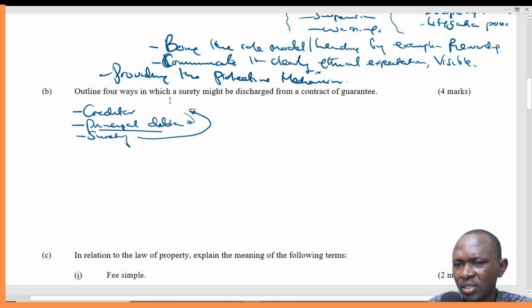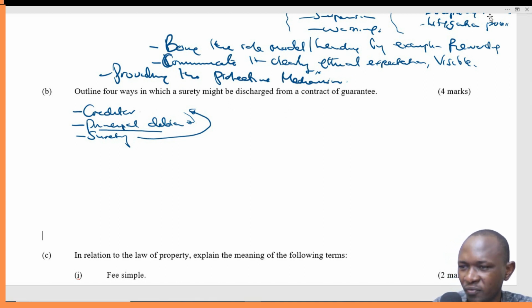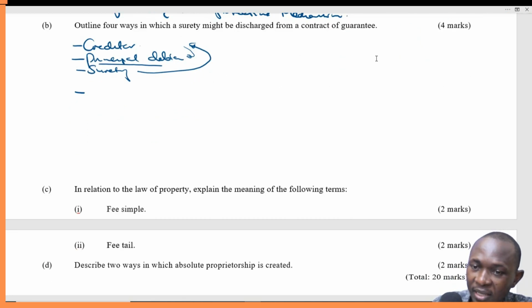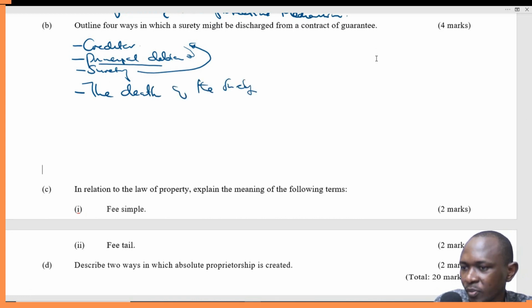Now, the question is asking for 4 ways in which a surety might be discharged from a contract of guarantee. How can he be discharged from the contract of guarantee? Number 1, the death of the surety.